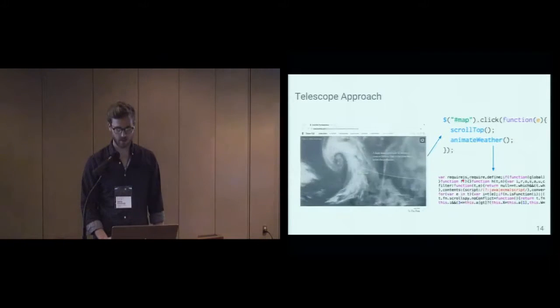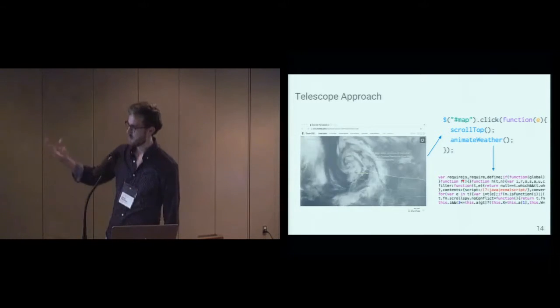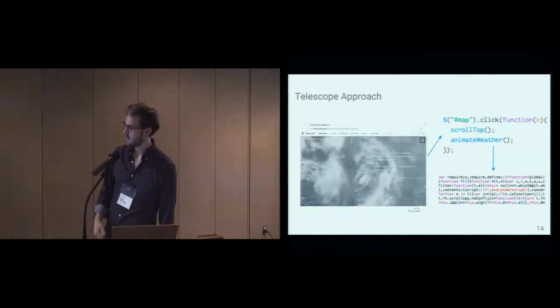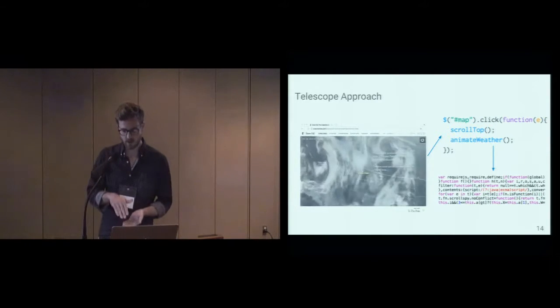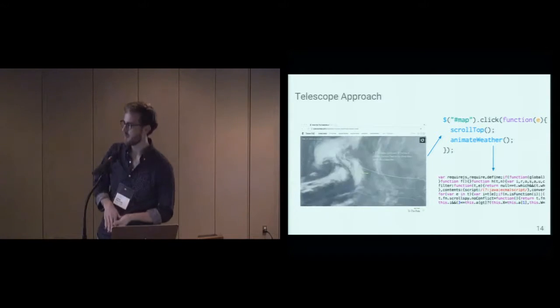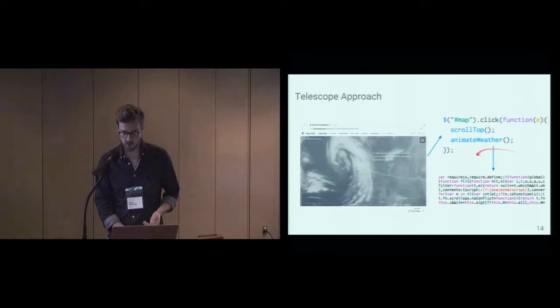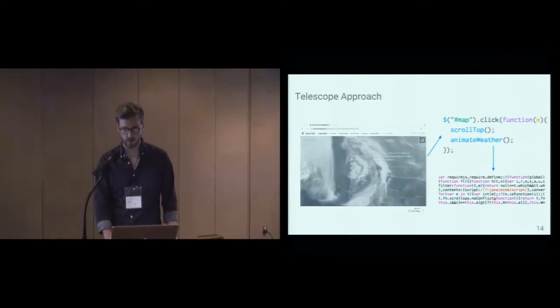So what this looks like in practice, in code, say for our New York Times article again, you get a snippet of a map interaction with the scroll top and the animate weather together. And if you want to drill down more into it, you can later on.